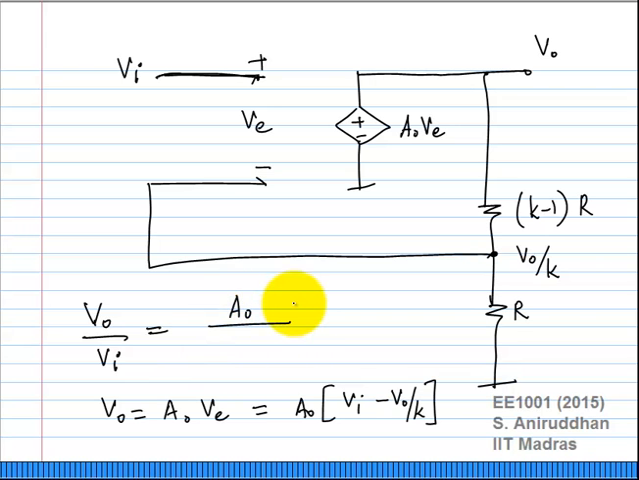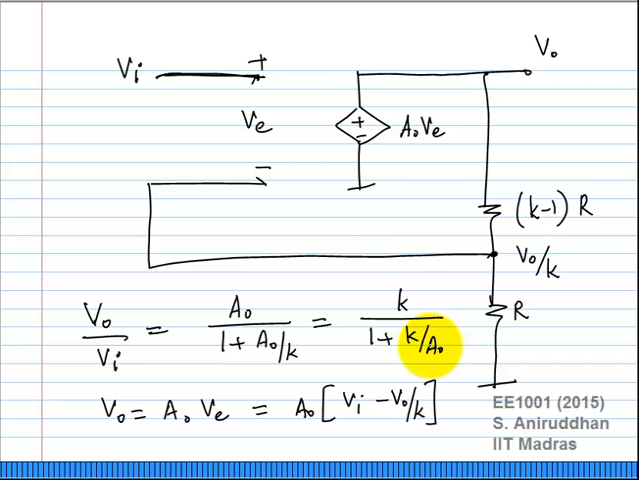A0 by 1 plus A0 by K. Okay, this is one expression. You can write it in many different ways. You can write it as K by 1 plus K by A0. You can write it in that form also.